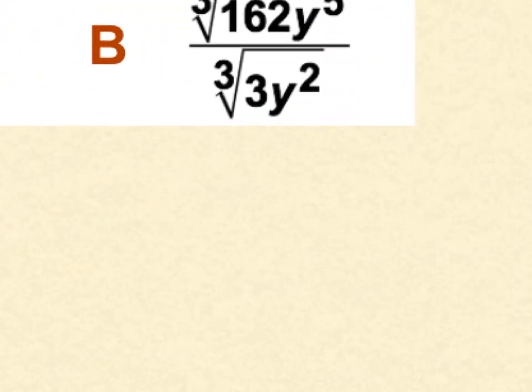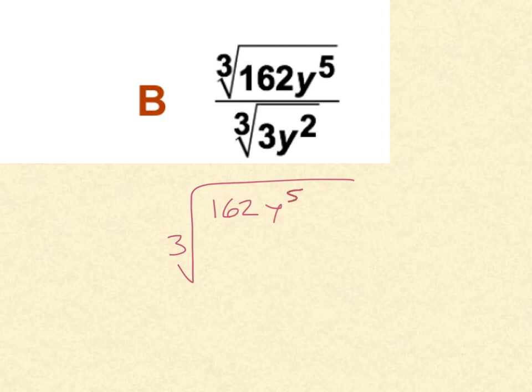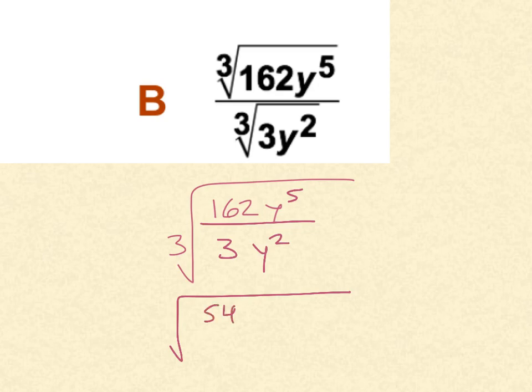Terrell, what do we do first? You divide, you have to put them together. Okay, so we're just going to put them all under the same square root. And then you divide 162 divided by 3, which would be... God knows what. I thought you knew, man. 54? Yes.